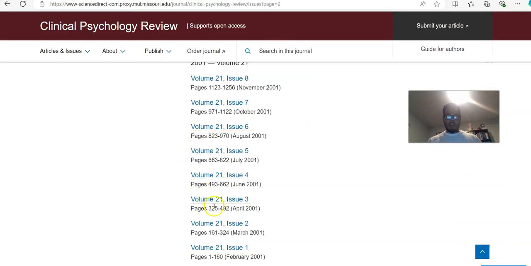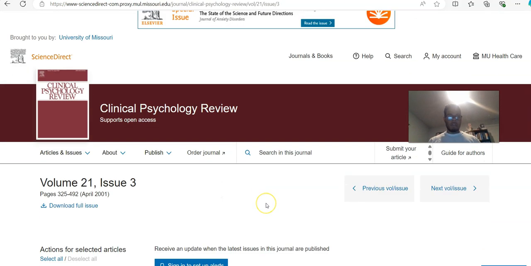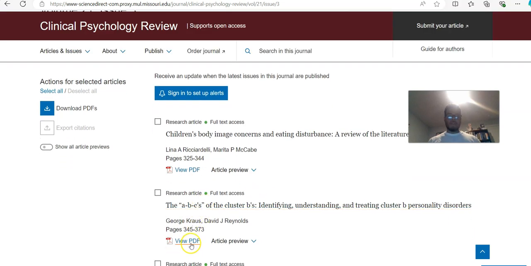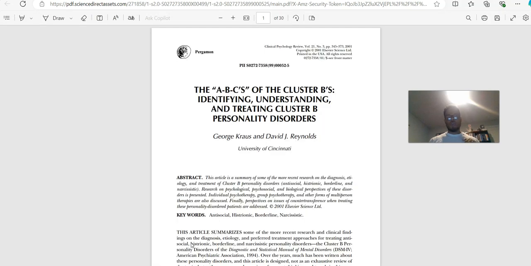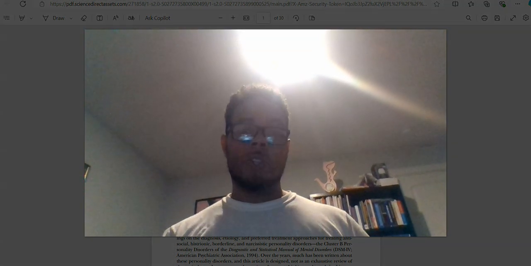So we come here, boom, and then we look for the page number, which this will start on page 345. And as you can see, there's our full text right there. Okay, 30 pages, which we're not going to read, but that just, again, shows you how the method works, okay?